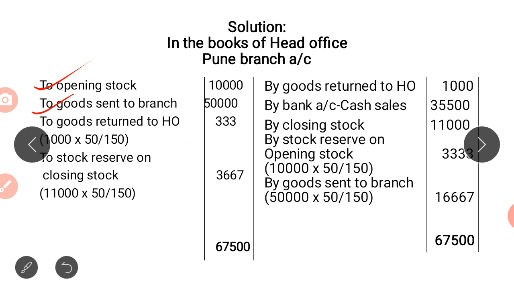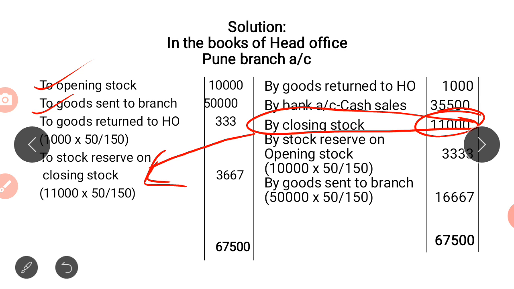Next we have the closing stock. The value is 11,000. On that again we have to calculate the reserve, the stock reserve on the closing stock. What is the balance here? 11,000. So on this 11,000 we have to calculate 50 by 150. So you'll get 3,667. Like this you have to calculate the reserve.